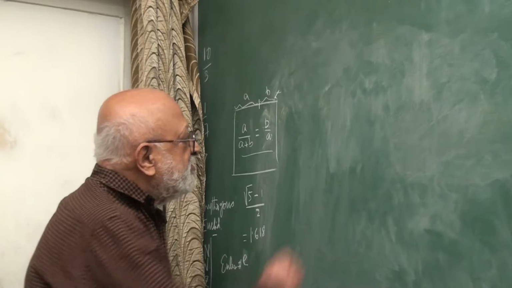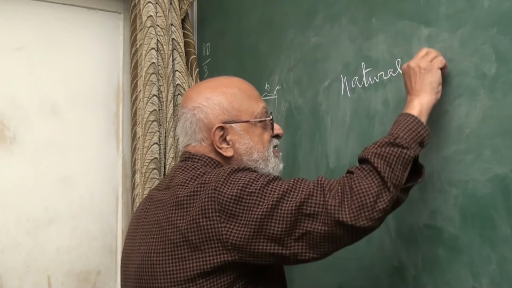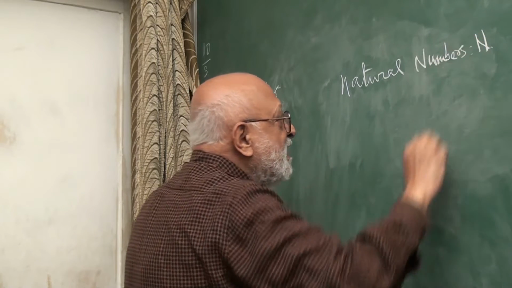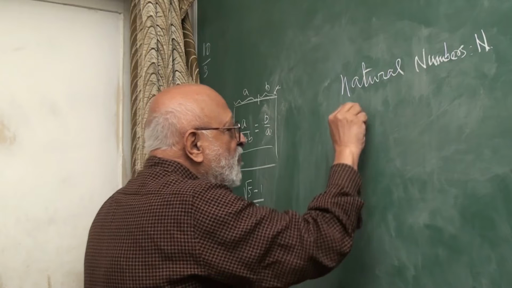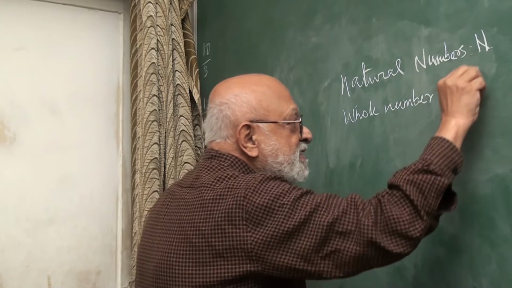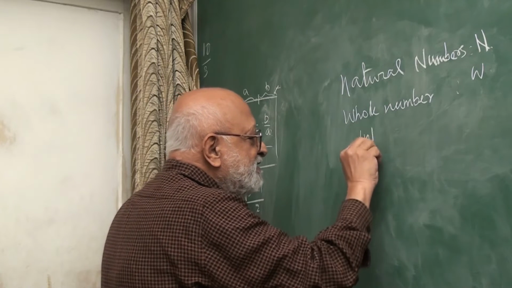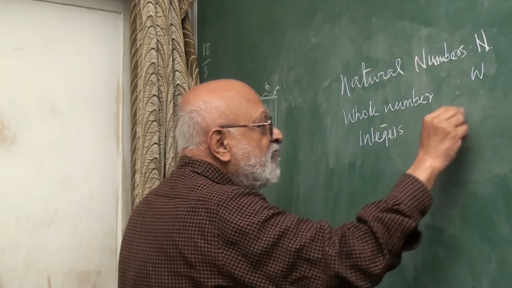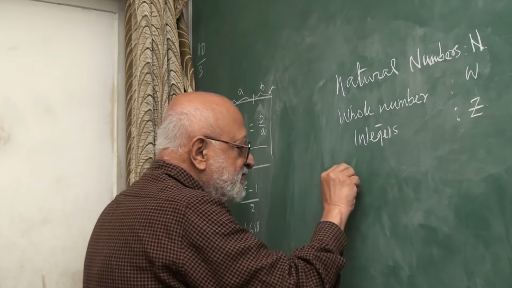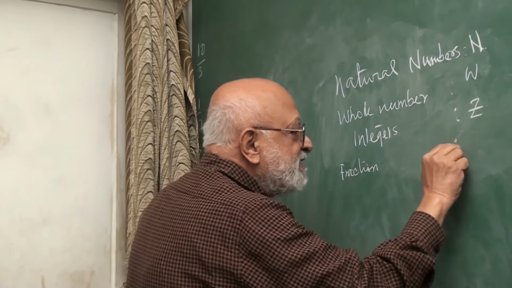So we talked about natural numbers, and that is designated as N. Then we went for whole numbers, and that is designated by W. We added negative numbers and we called it integers, and that is designated as Z. Then we added fractions, including in that, and that we designated as Q.